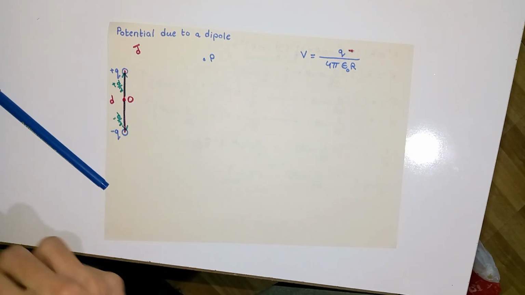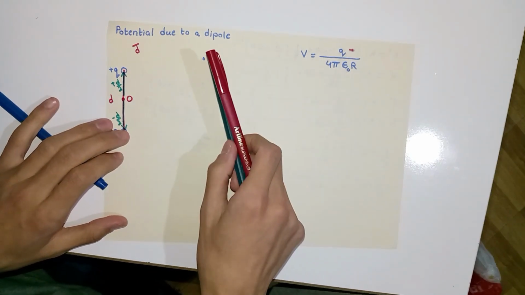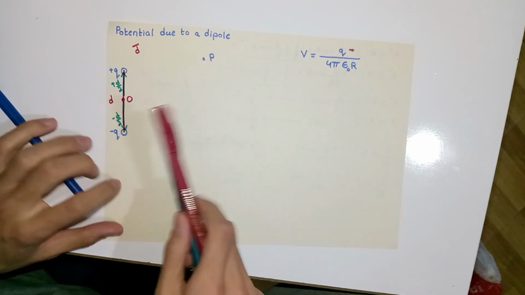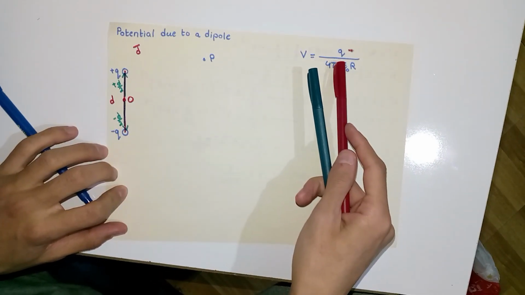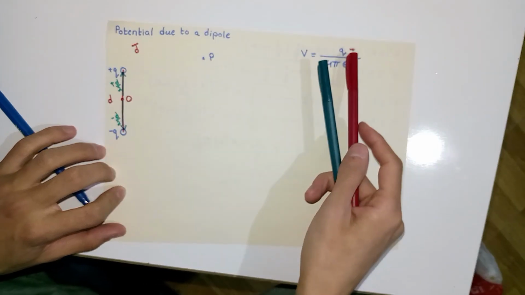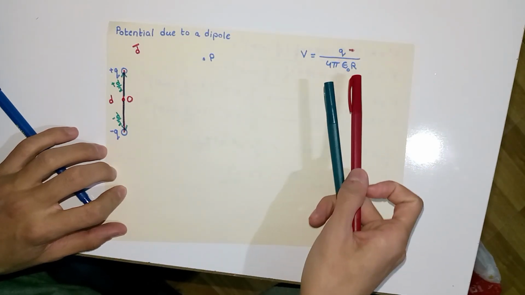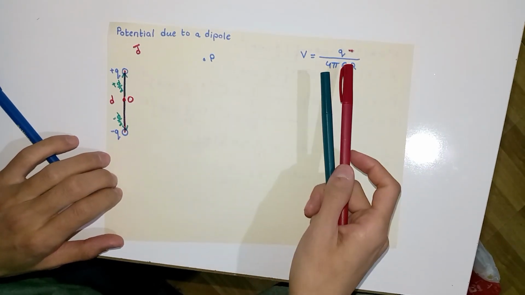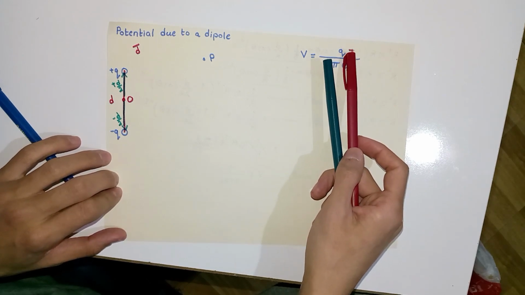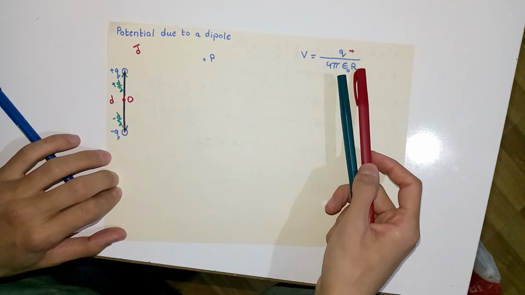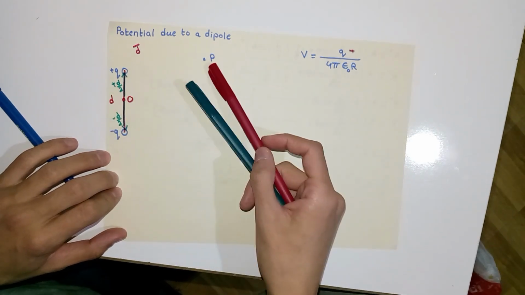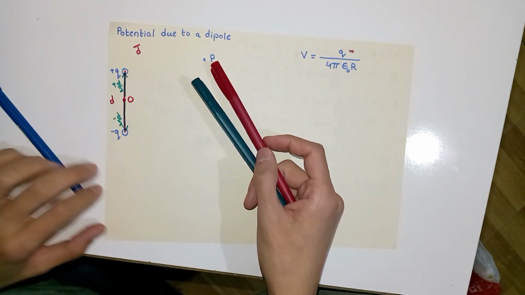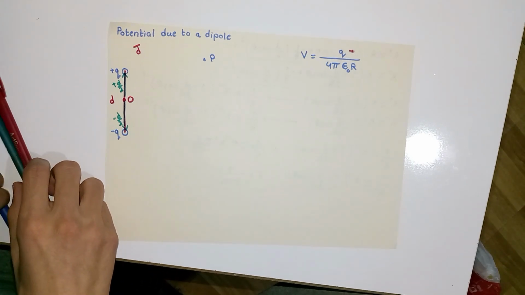Now, the potential at an arbitrary point in space P can be easily found from this equation. V is equal to Q over 4 pi epsilon r, where in place of Q we put the charge, and in place of r we put the distance between the charge and the point where we want to measure the electric potential.